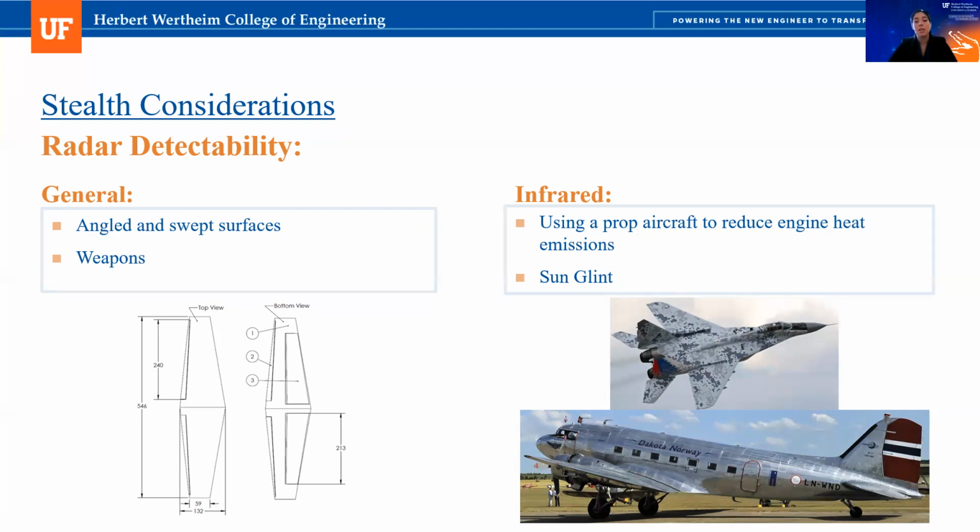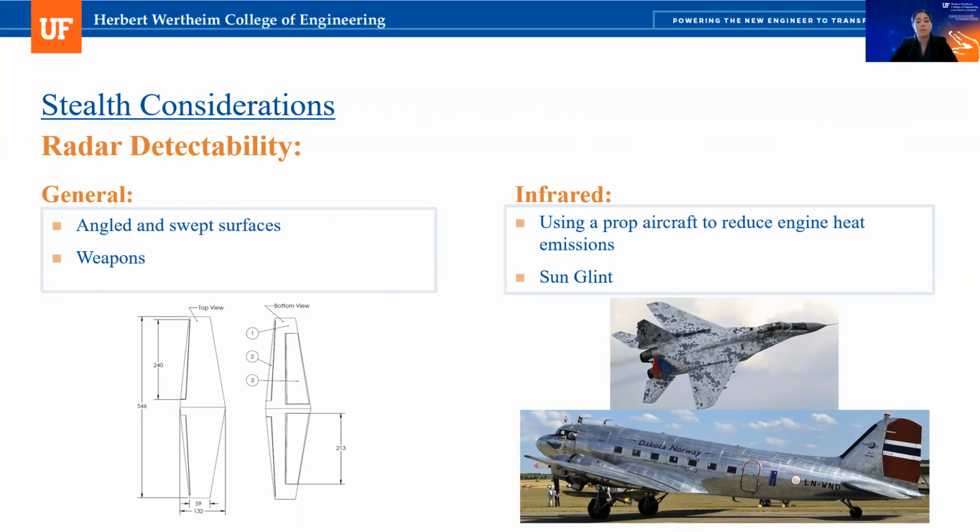Both of these allow the radar waves to hit the aircraft, and it directs them in different directions rather than sending them back to the radar that initially sent the waves. The second form of radar detectability we decided to tackle was the infrared detectability.